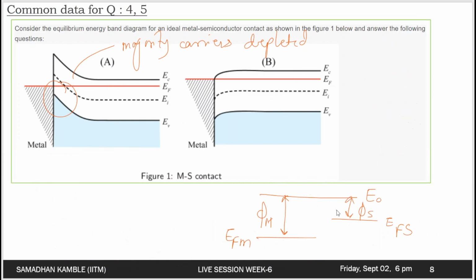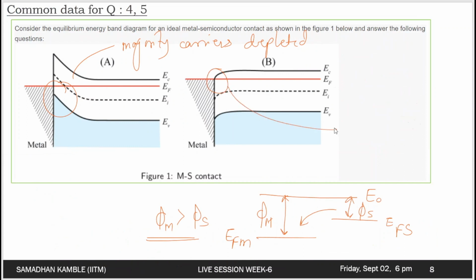So electrons from the semiconductor, in order to make the Fermi level the same, move from the semiconductor to the metal side, which depletes the semiconductor side. So from this we can see that phi m is larger than phi s because of the depletion condition. And if you consider figure B, here the accumulation of the majority carriers has occurred.